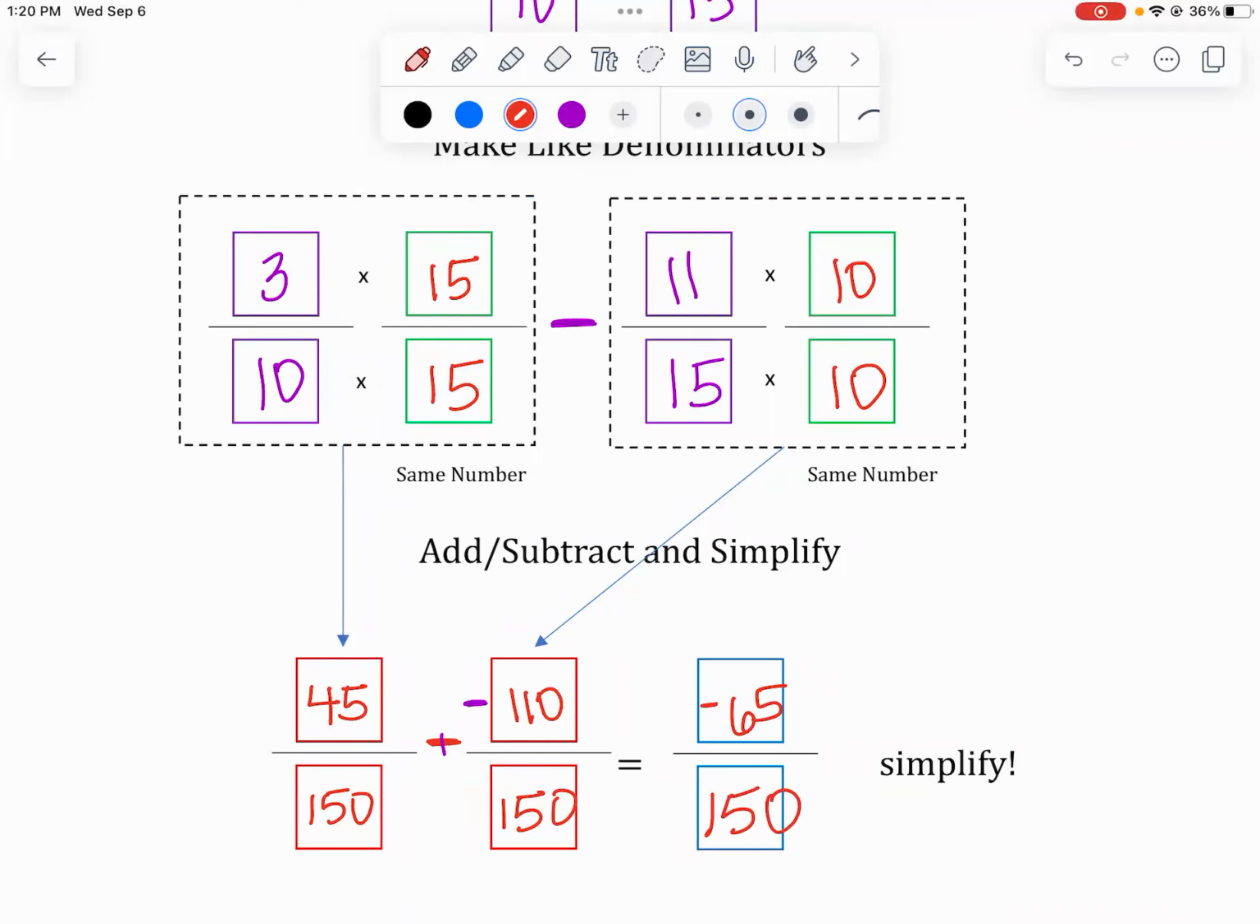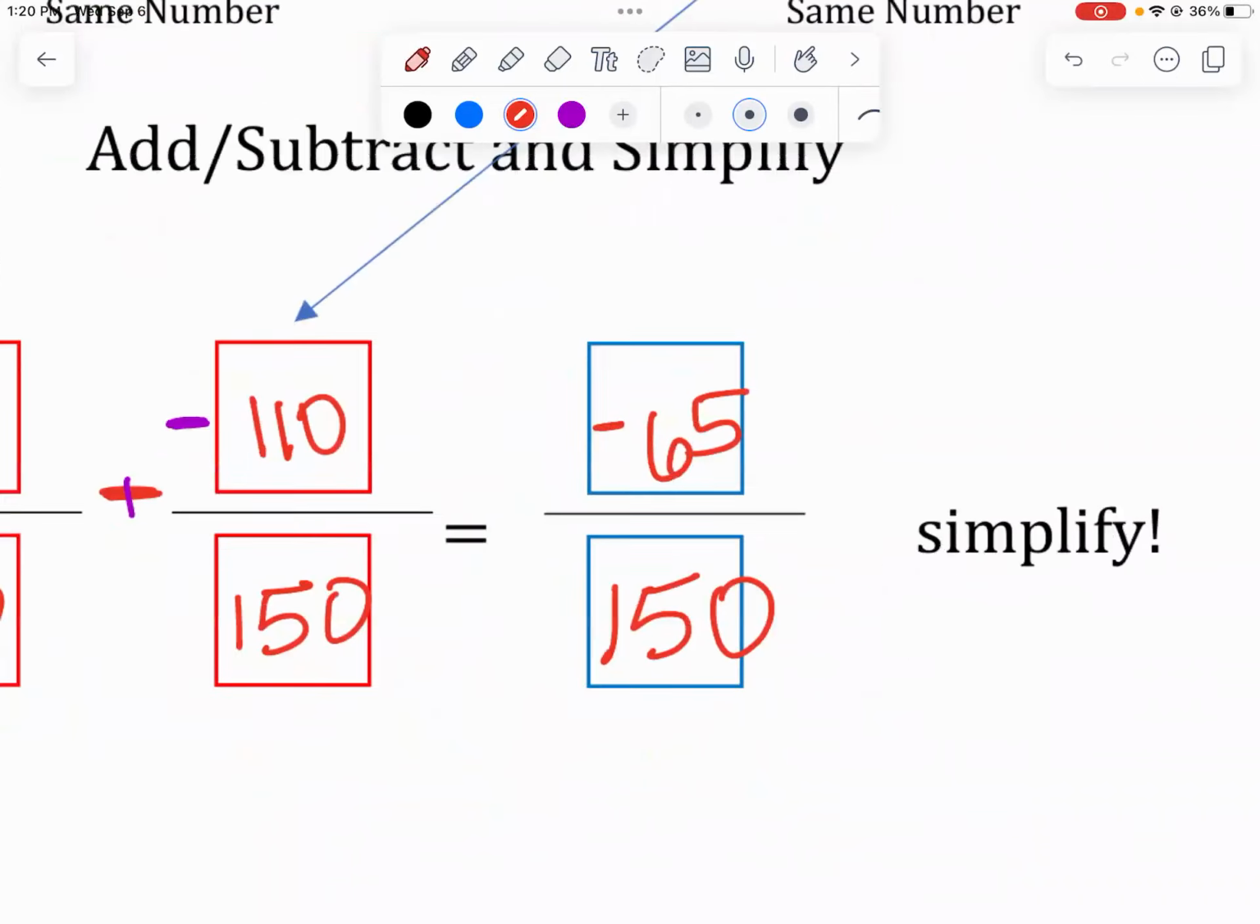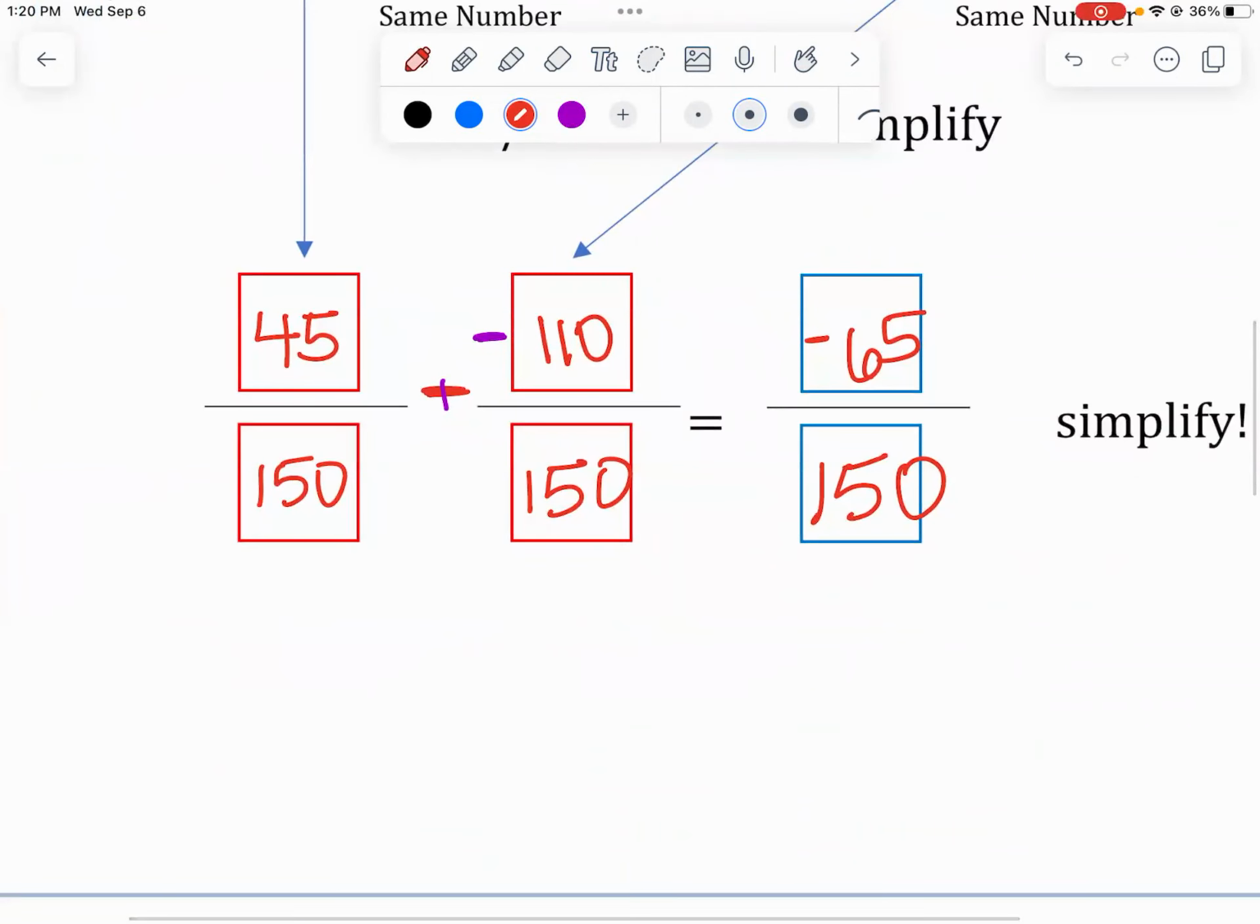Yeah, it's okay. Hey, we're gonna make mistakes. We're trying. So negative 65 over 150. Jacob, is that how we would want to leave our answer? Okay, both of those numbers we know for sure are divisible by what? By 5. So if we divide these by 5, we would get 30 for our numerator.